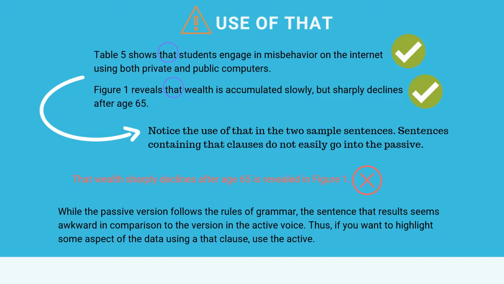Sentences containing that clauses do not easily go into passive. For example, that wealth sharply declines after age of 65 is revealed in Figure 1. That sentence is wrong in the use of that. While the passive version follows the rules of grammar, the sentence that results seems awkward in comparison to the version in the active voice. Thus, if you want to highlight some aspect of the data using a that clause, use the active voice.